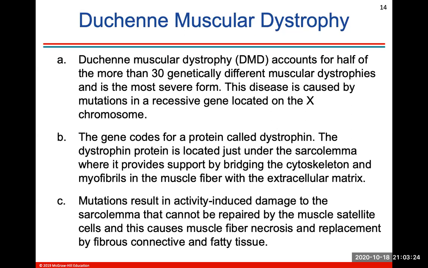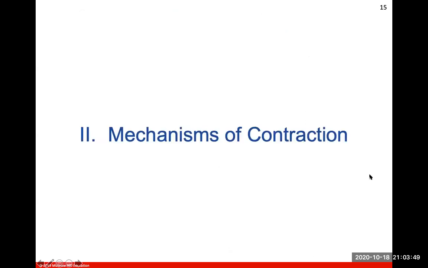It's caused by a mutation in a gene located on the X chromosome having to do with a protein called dystrophin. Basically, the mutation causes the sarcolemma to be unable to be repaired by satellite cells, and it pretty much causes that muscle fiber to die off. The replacement is by fibrous connective tissue and fatty tissue instead of more muscle fiber cells.